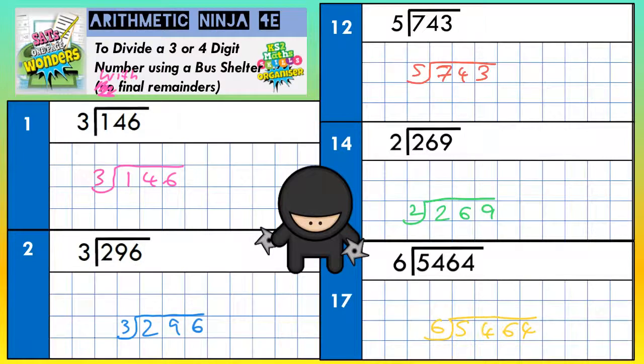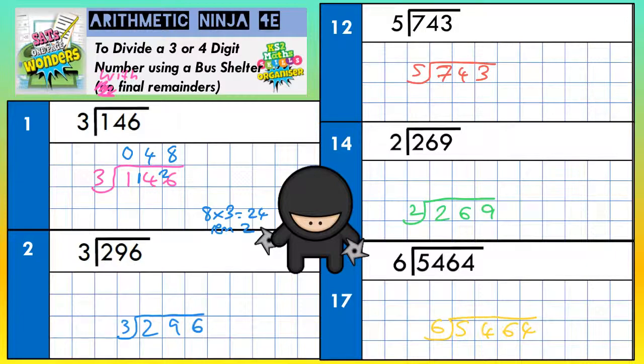So, question 1. How many 3's will squeeze into 1? Well, 3 is bigger than 1, so 3 will not squeeze into 1 at all. So we go 0 at the top. But because 3 wouldn't go into the 1, we haven't really used the 1 yet. So we carry the 1 across to make 14. 3's into 14 goes 4 times, that's 12, with 2 left over. 3's into 26. Well, 8 times 3 is 24. So that leaves a remainder of 2.